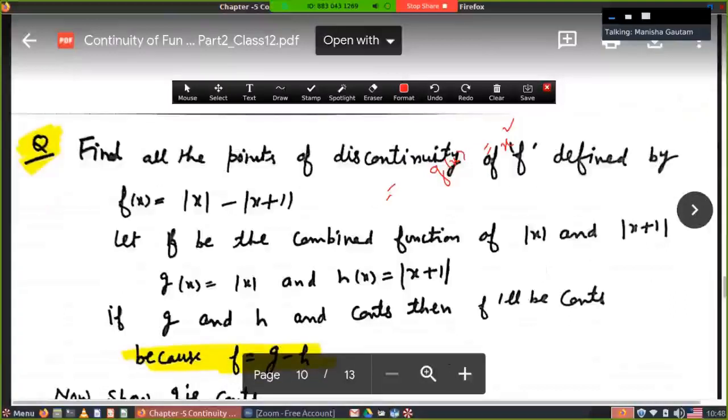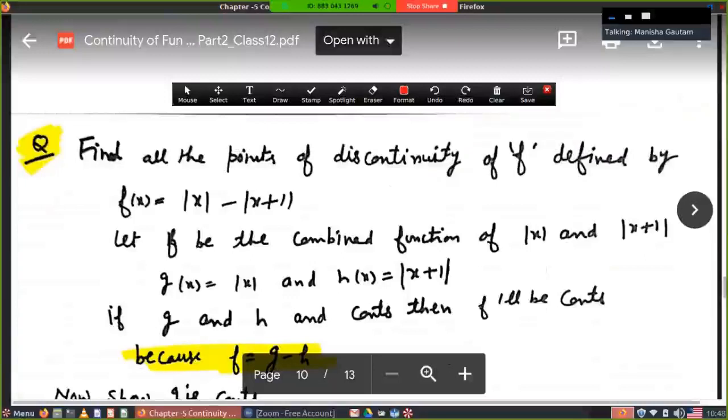This is a very good question. That is the last question of the exercise. In this question, find all the points of discontinuity of f defined by f(x) = |x| − |x + 1|. This is the function which is having the difference of two functions.